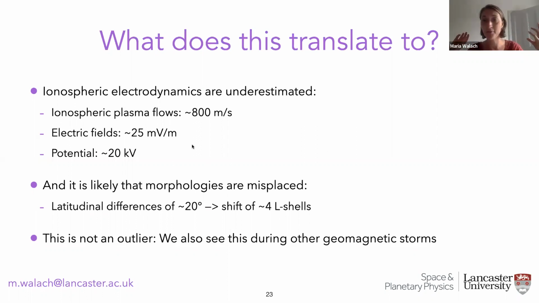So this is why we have to try and put this into a whole atmosphere model and try and see if it improves how we capture geomagnetic storms. We also see this difference in the misplacement of the latitudinal boundaries. And I showed you one geomagnetic storm, but this is not an outlier.